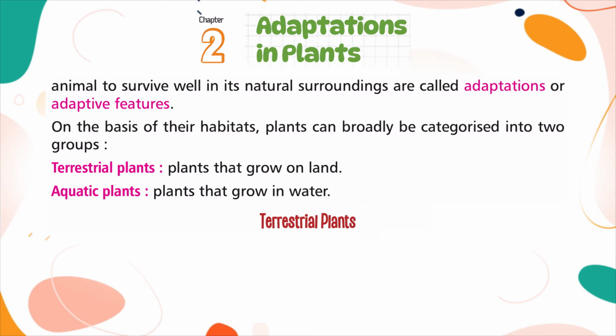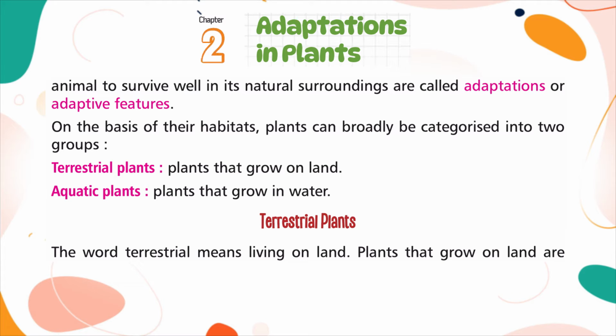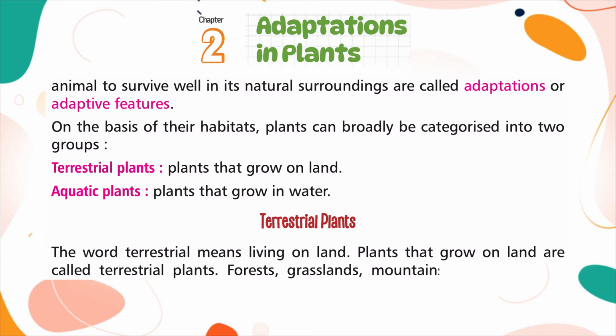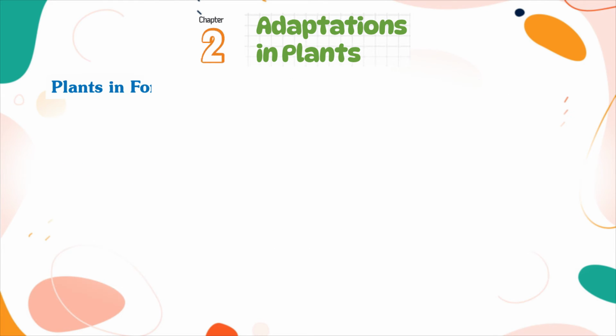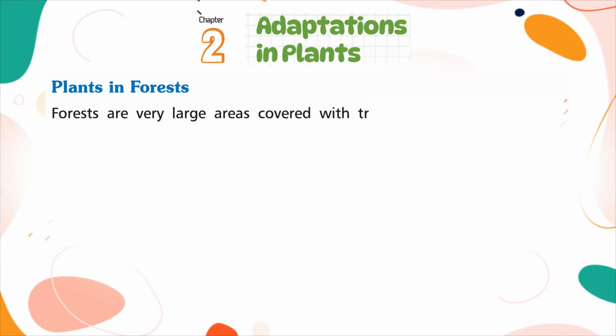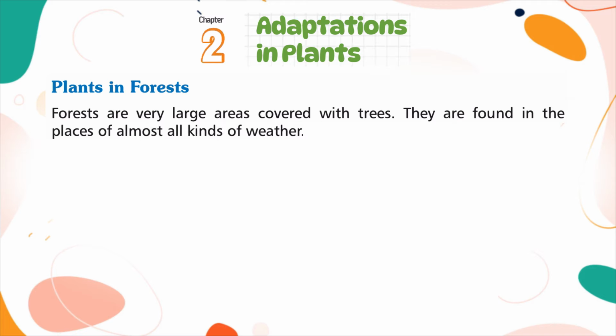Terrestrial plants. The word terrestrial means living on land. Plants that grow on land are called terrestrial plants. Forests, grasslands, mountains, and deserts are examples of some terrestrial habitats. Plants in forests. Forests are very large areas covered with trees. They are found in places of almost all kinds of weather.